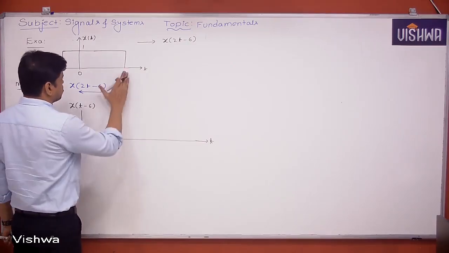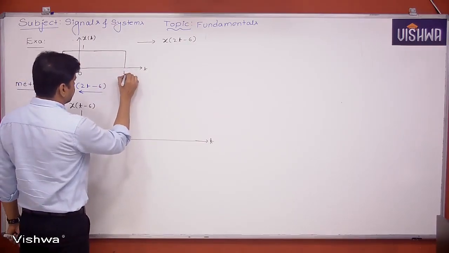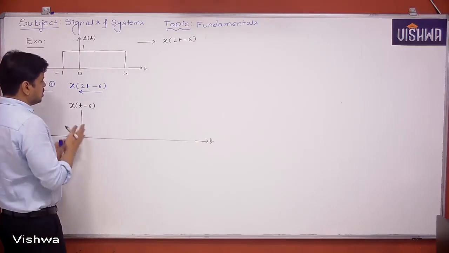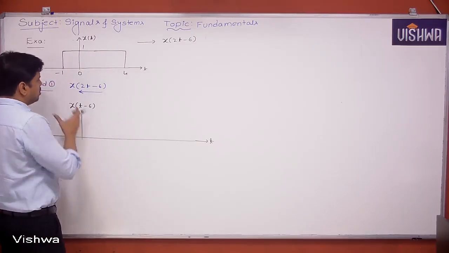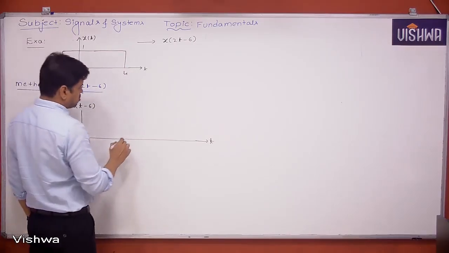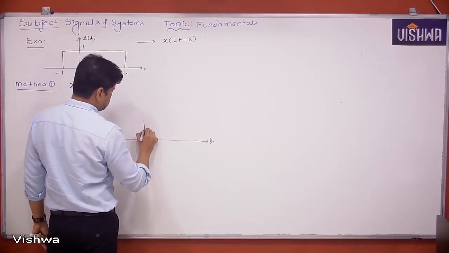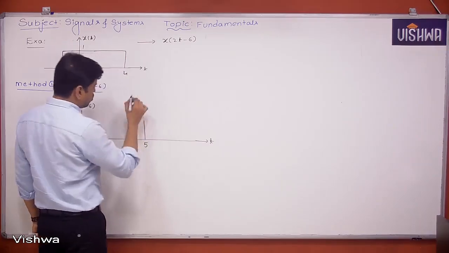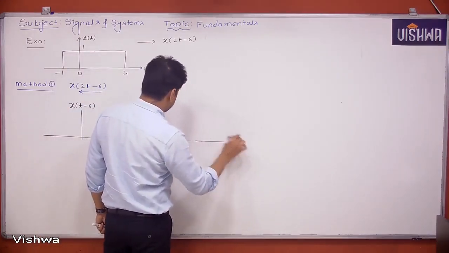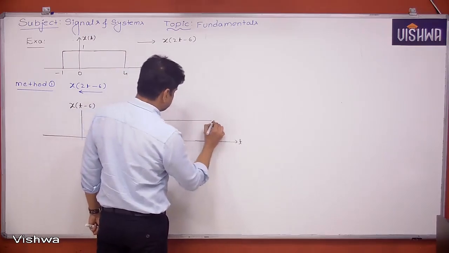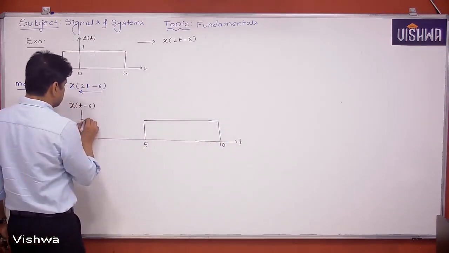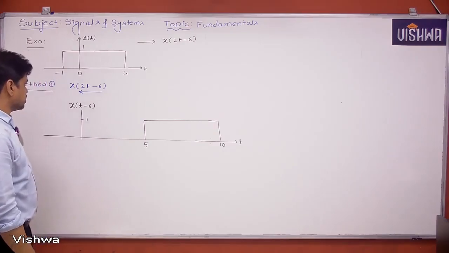Let's say for easy purposes, let's take this as 4. For easy purposes only I am making this 4. So if I shift it, what will happen? Minus 1 shifted by 6 units will go to 5, and 4 goes to 10. That's the function x of t minus 6.